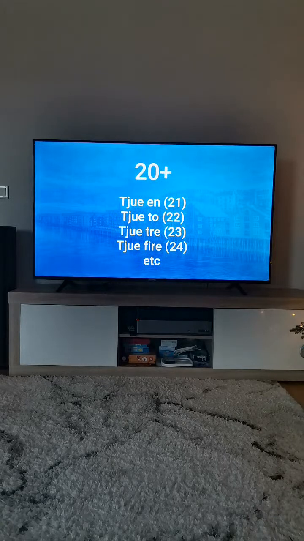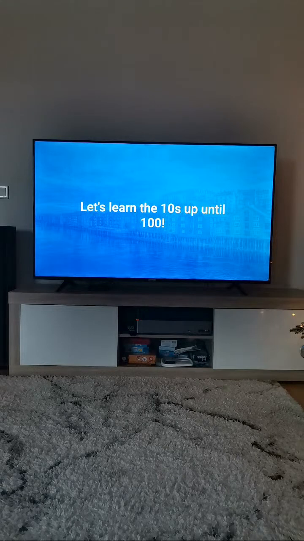Up until 100 in Norwegian, there's a repeating pattern that occurs and is actually quite simple. It's actually the same as in English. All you do is take the number of tens that you have, 20 for example, and add the numbers that we learned from 1 to 10. So an example for 20 would be 21, 22, 23, 24, etc. Now let's learn all the tens up to 100.